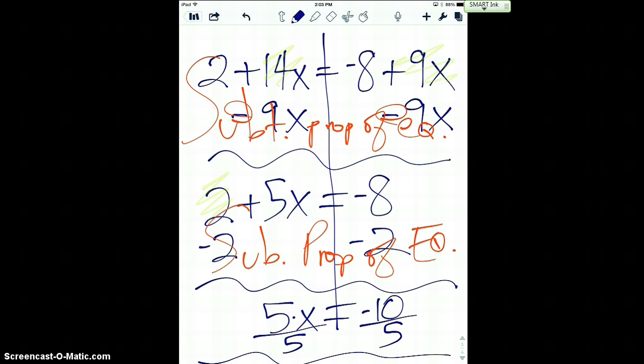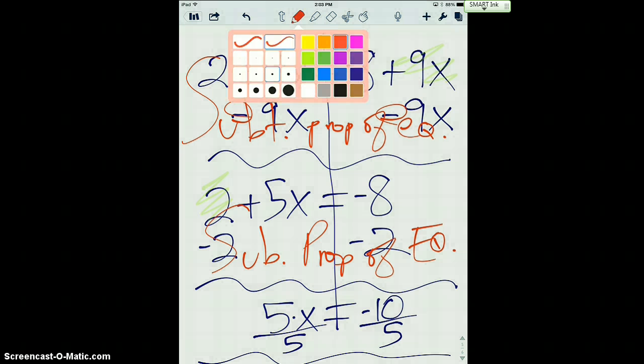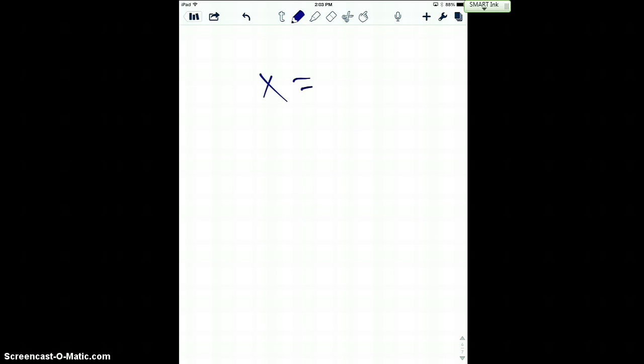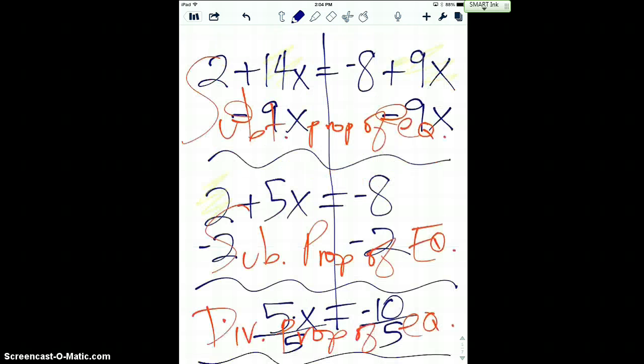So what property are we using there? Well, we pretty much just said it. We were dividing. So this is the division property of equality. And we end up with x to be negative 2. And if we actually sub it back in, it should work.